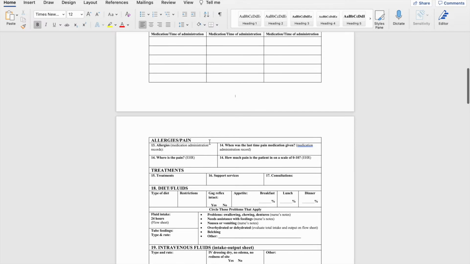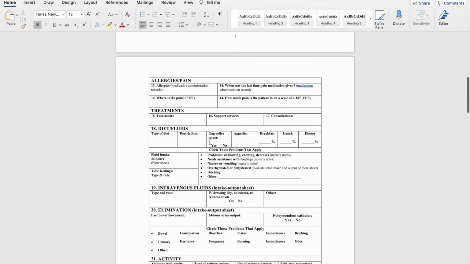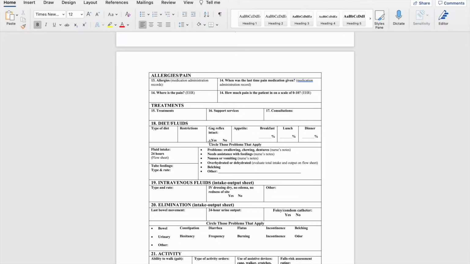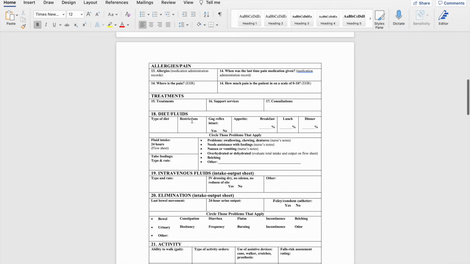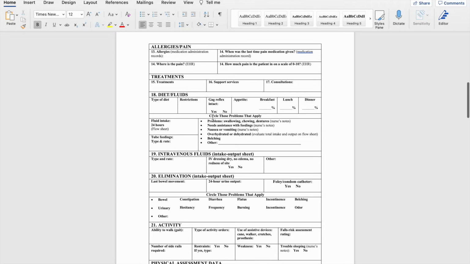The part that I feel is very crucial as a nursing student, because you're learning as well, is the assessment part of this patient profile template. Essentially what you do here, as you can see, you see the allergies, pain, when was the last time the pain medication was given, the diet, that type of thing. You want to be able to assess your patient, communicate with them if they're able to communicate, and assess their general status and well-being, and see if you're able to derive that information and input it here. So for example, circle those problems that apply.